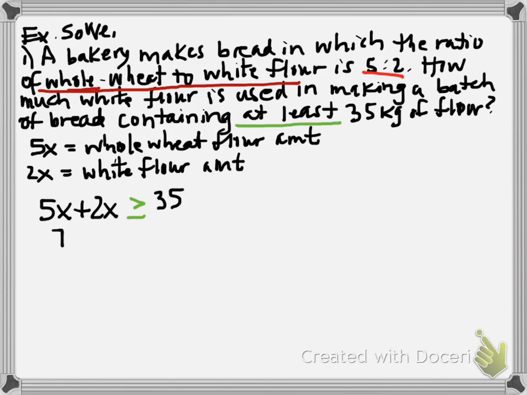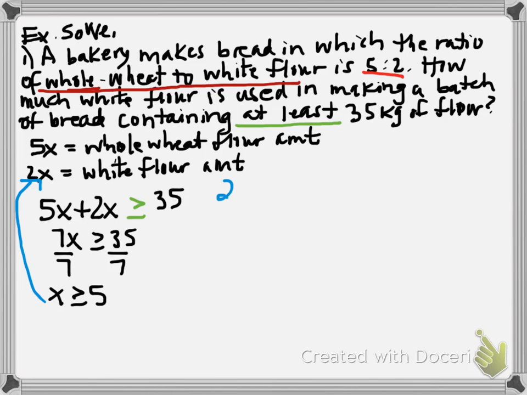And then we go ahead and simplify this and we get 7x is greater than or equal to 35. Divide by 7, we get x is greater than or equal to 5. Now the answer didn't ask me for what is x, what did I reduce by? It asks me for the amount of white flour. So I'm going to plug into that equation, and I get 2 times 5 is 10. So I need a starting point when it comes to inequality answers.